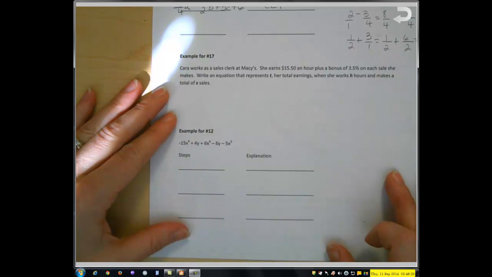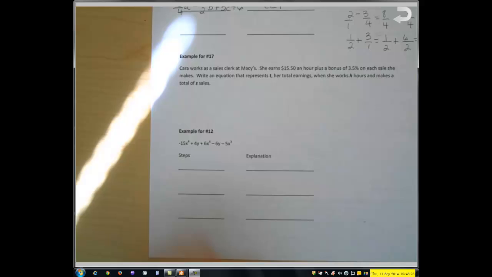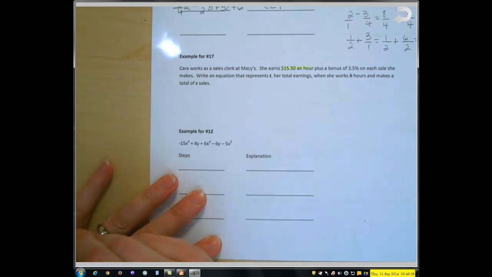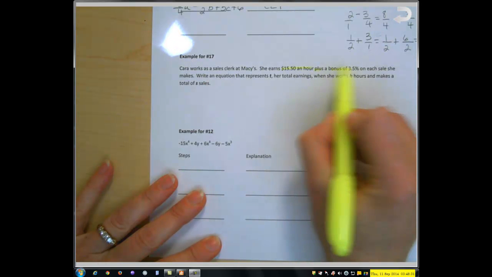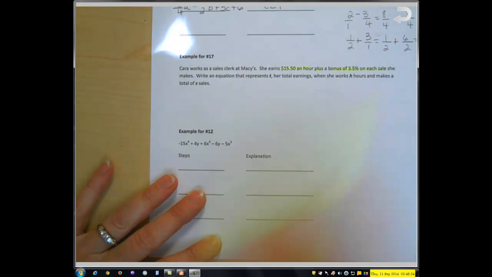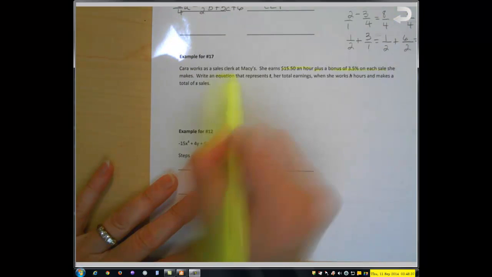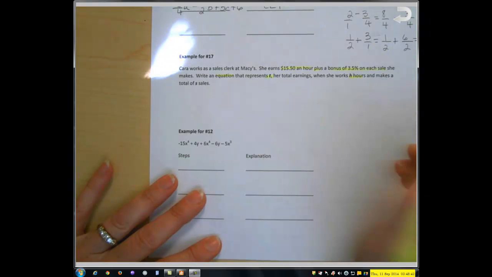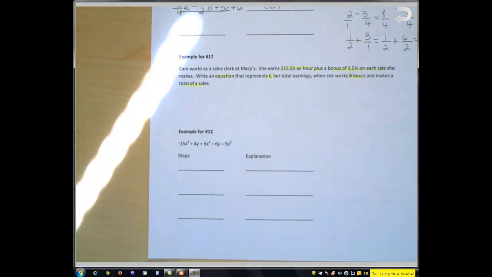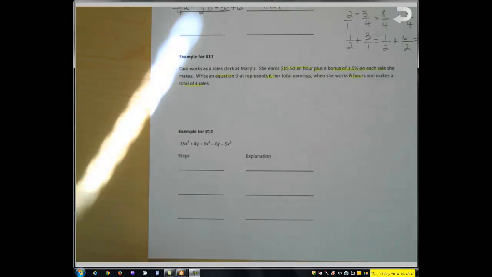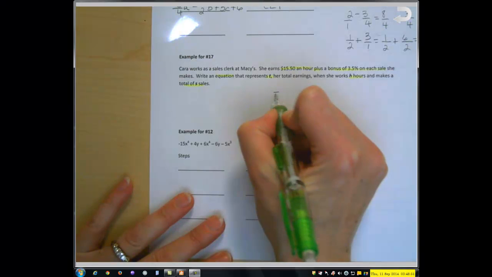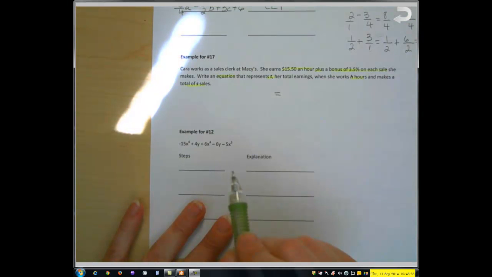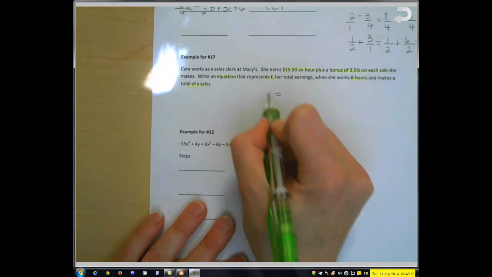Okay, let's look at the example for number 17. Kara works as a sales clerk at Macy's. She earns $15.50 an hour plus a bonus of 3.5% on each sale she makes. Write an equation that represents T, her total earnings, when she works H hours and makes a total of S sales. So they ask us to write an equation. We know that we must have an equal sign. On the left side of the equation, we're going to put our total, which is the total earnings.